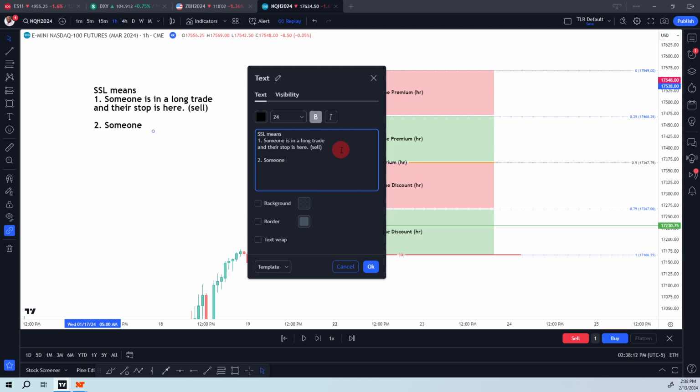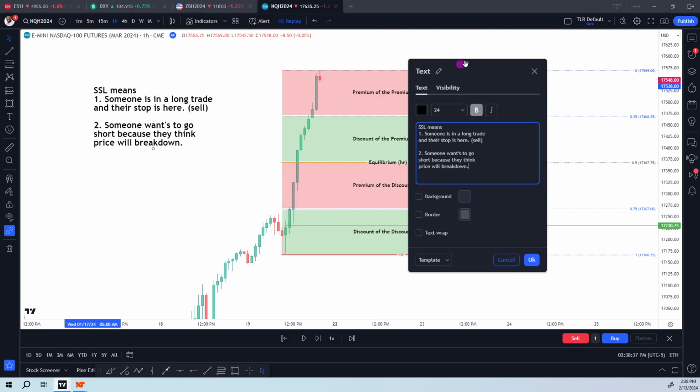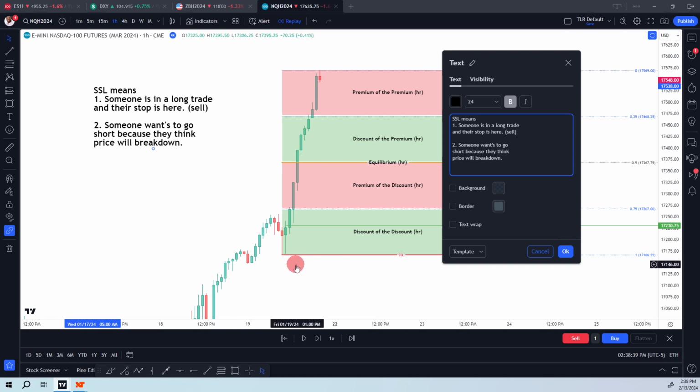Someone wants to go short because they think it's gonna break down. They want to go short because they think price will break down, right? So they have sell stops down here.